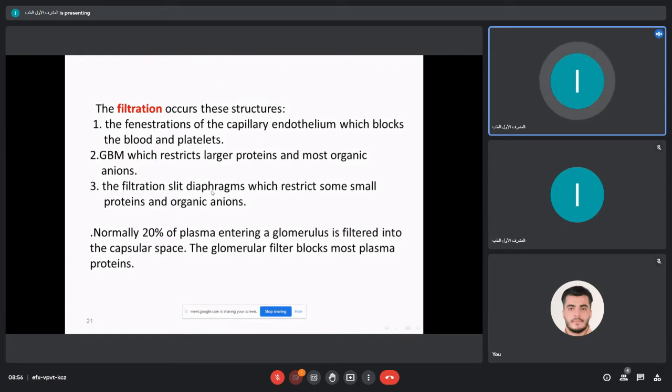parts formed by the pedicels or slit diaphragm. This also restricts small proteins and organic anions. Normally, about 20% of the plasma volume entering the glomerulus is filtered into the capsular space. The initial filtrate has a chemical composition quite similar to the plasma, but the difference is that it has a very low protein level because most of the plasma proteins are prevented from being filtered.